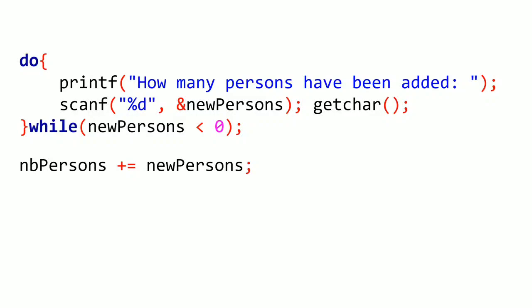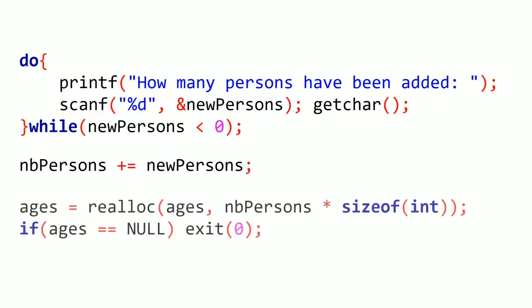And now comes the interesting part. We will increase the size. For that, we said that we use realloc. The first parameter is our allocated space, which is ages, and the second parameter is the new size, which is the number of persons multiplied by size of int, and we assign the result to ages. Note that the old element's values won't be removed, so we don't have to fill it again, we just fill the added elements. Then we check if reallocation is made successfully or not.